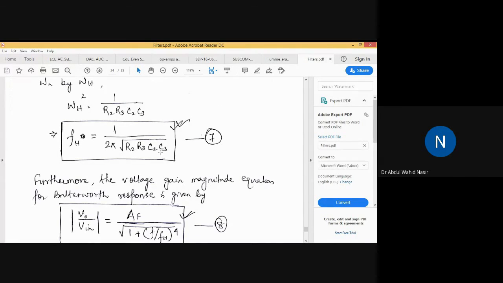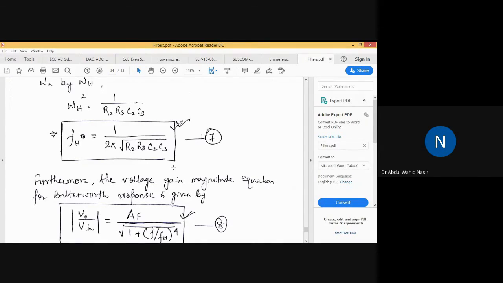Equation number 7 is very important, where you have the value of the cutoff frequency. The cutoff frequency is equal to 1 by 2 pi root under R2 into R3 into C2 into C3. This cutoff frequency depends on the values of all these passive components. So if you have different values for these passive components, then your cutoff frequency will change. Equation 7 is clear?